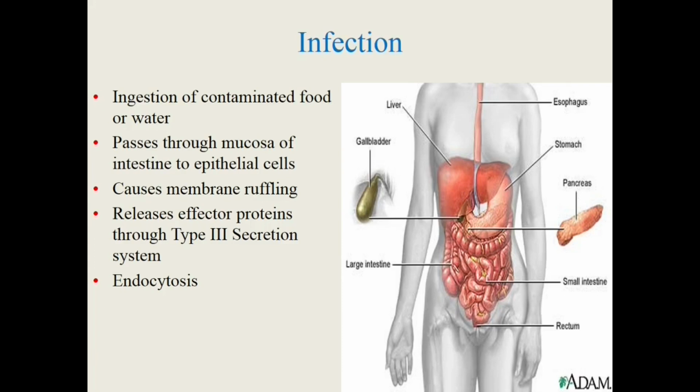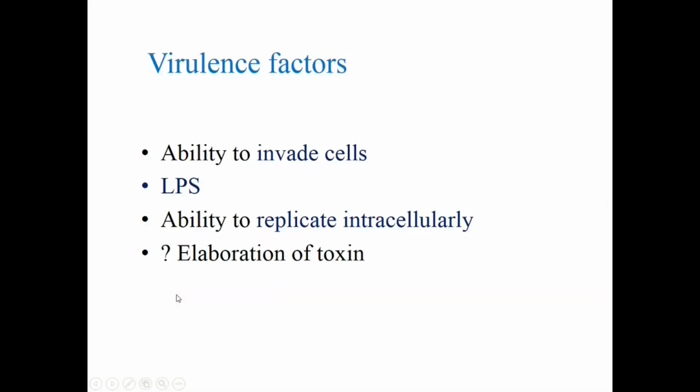So the infective dose is important. The route of infection is very important. Here it is an orofecal route of transmission. So you will get the infection only if you ingest contaminated food or water. The food or water contaminated with these organisms will pass to the mucosa of the intestine. There it will cause membrane ruffling, and will release certain proteins, and these organisms will get engulfed by endocytosis.